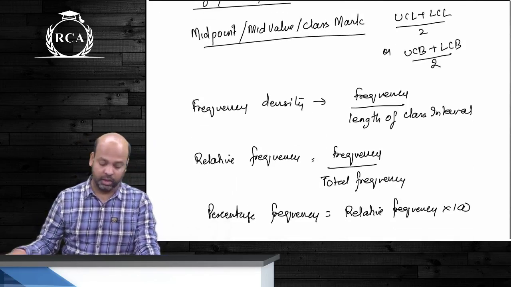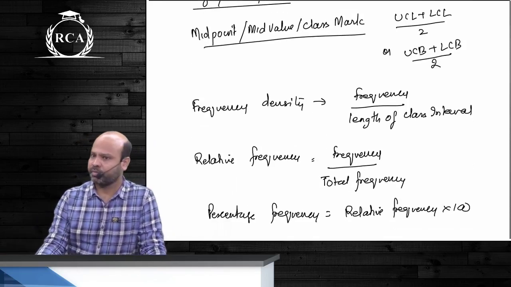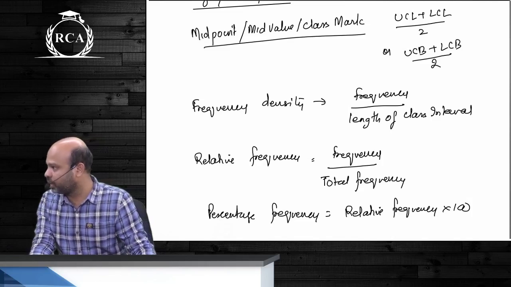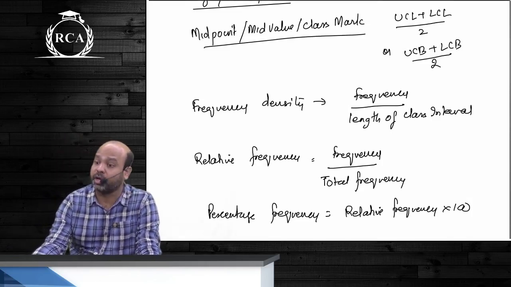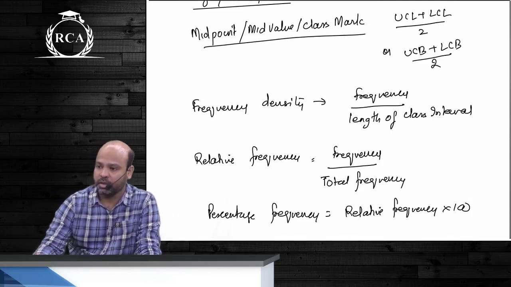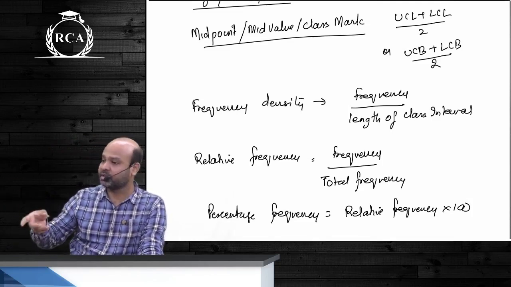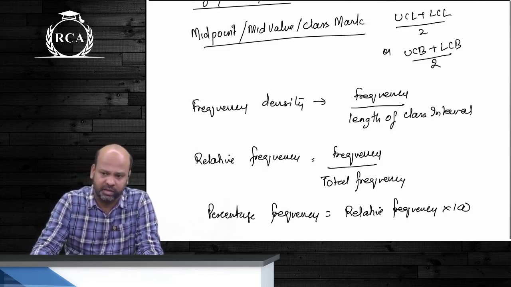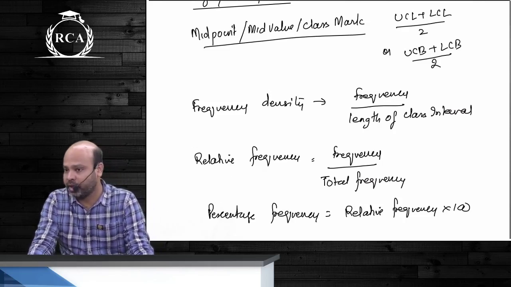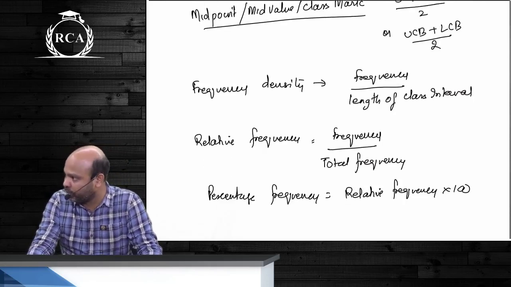Midpoint or mid value, or class mark, is nothing but the exact middle point of the entire class interval. Now, why do we need this midpoint or mid value or class mark? Because of the subsequent chapters. For computation of mean, we assume that all the values of a specific class interval are equal to its mid value. That is why we have to compute mid value.